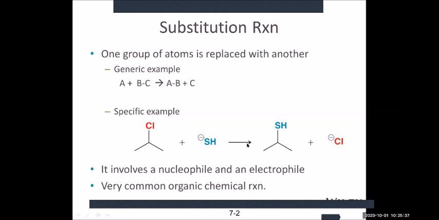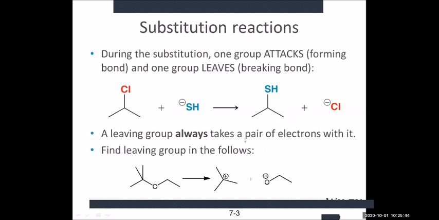So it has both. It's a very common organic chemical reaction, and the reaction process is relatively simple, easy. And so the substitution happens through the nucleophile attack. So what happens in this reaction, if you draw the arrow pushing: the lone pair from the sulfur attacks the partial positive carbon, and this bond breaks. So you end up having chloride ion. So the reaction is relatively easy. It's a typical nucleophilic attack, and at the same time the leaving group, chlorine, breaks the bond.